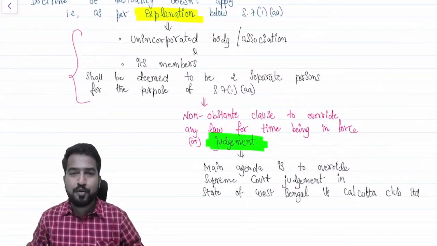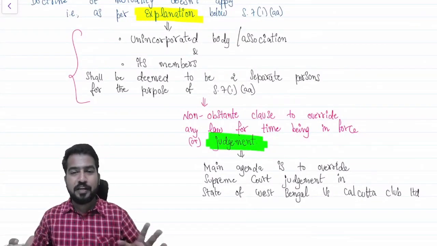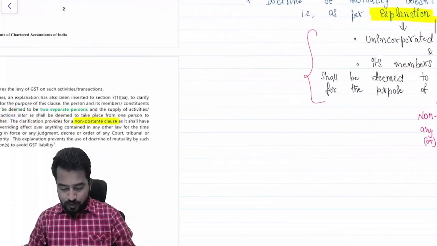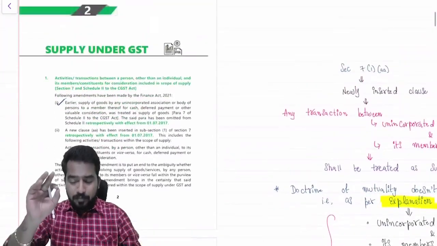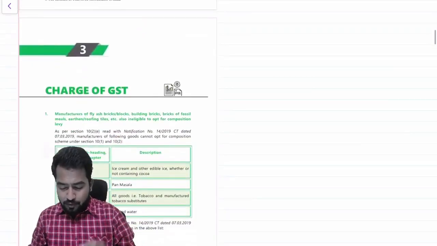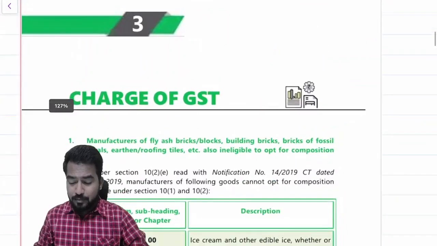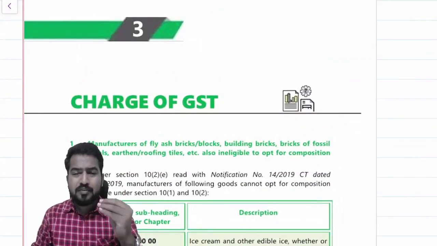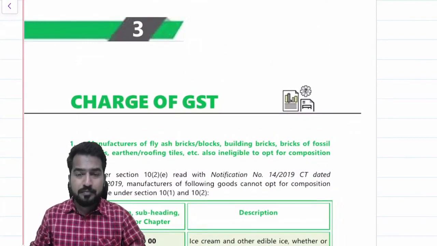Hope it is clear for you all. Fine. So let us move on to the next amendment. So that is the only amendment in this particular unit, my dear friends, unit number 2, supply. And if you move on to the next unit, unit number 3, charge of GST. And again, there are very easy amendments here.